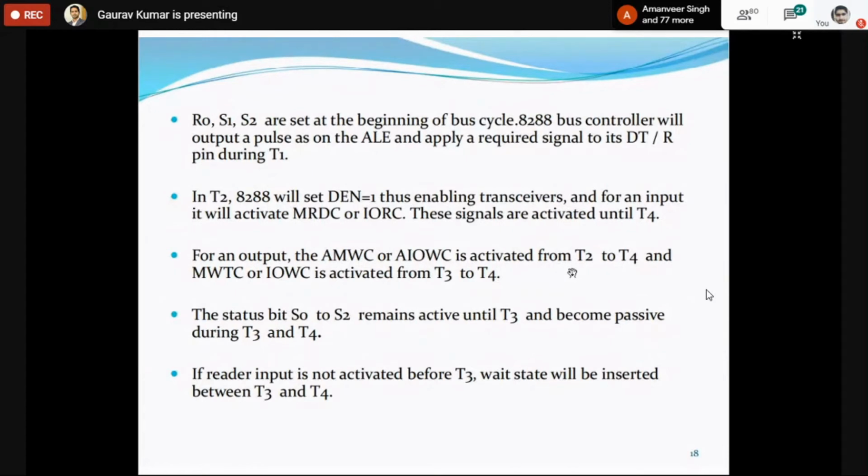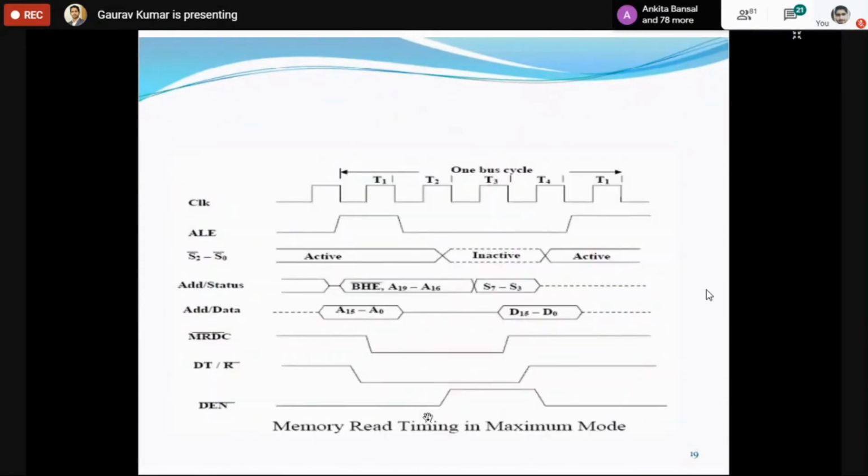The status bits S0 to S2 remain active until T3 and become passive during T4. So all these lines are summaries for the timing diagram. If the ready input is not activated before T3, wait states will be inserted between T3 and T4. So let's directly jump to the timing diagram.